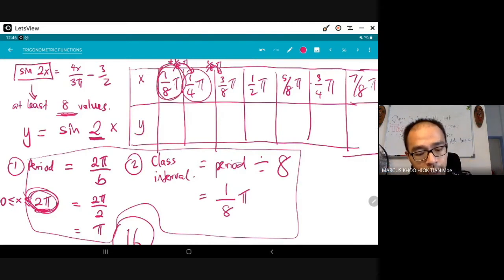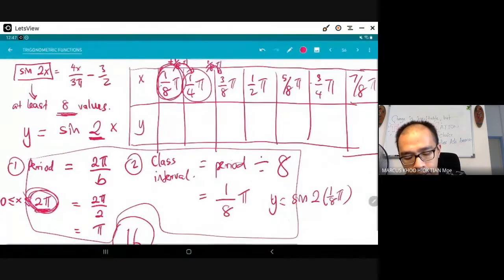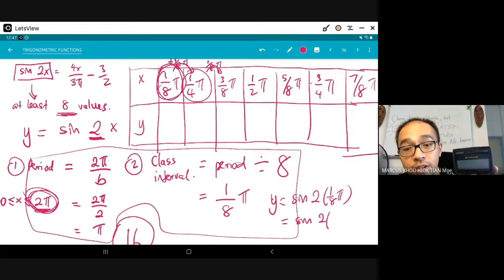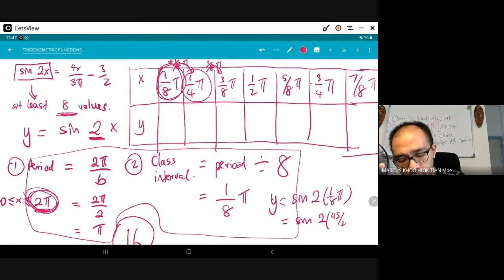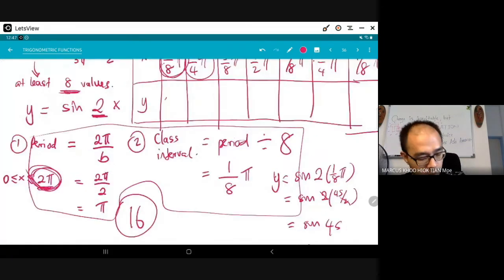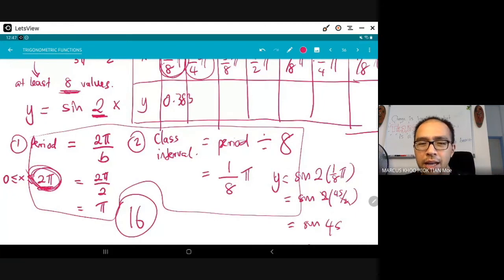So for 1 over 8 pi, y equals sine 2 times 1 over 8 pi. How do you calculate this? Sine of 2 times 1 over 8 pi is 1 over 8 times 180, you'll get 45 over 2. Because the 2 and 2 can cancel, you will get sine 45, which will give you about 0.383. So you put the value here, 0.383. Actually 2 decimal places is fine too, 0.38 also can lah. Once you get all the 16 values, then you plot it out.